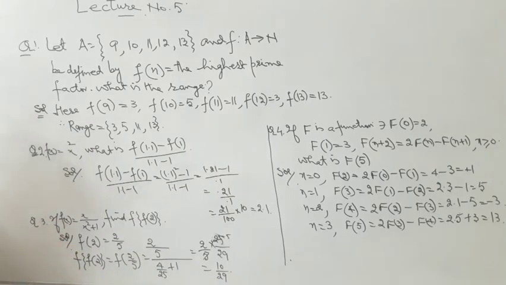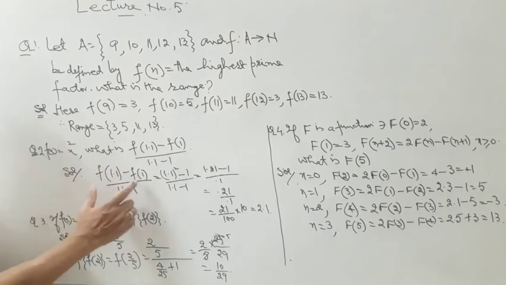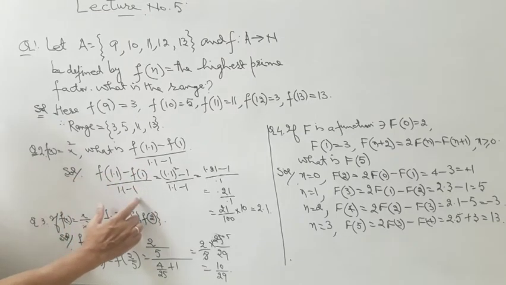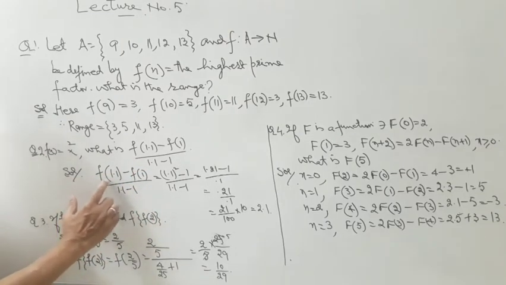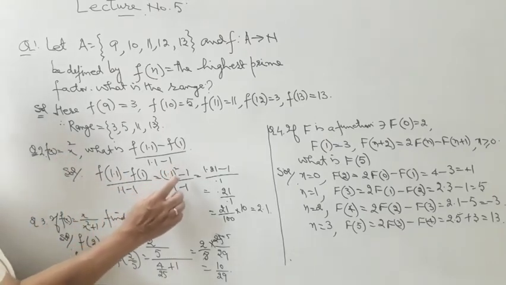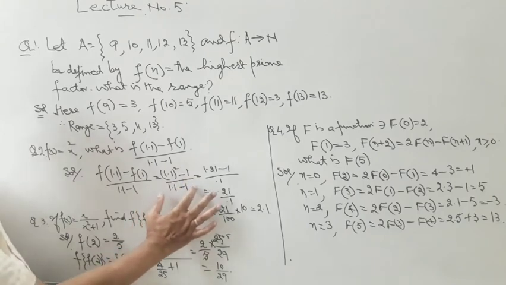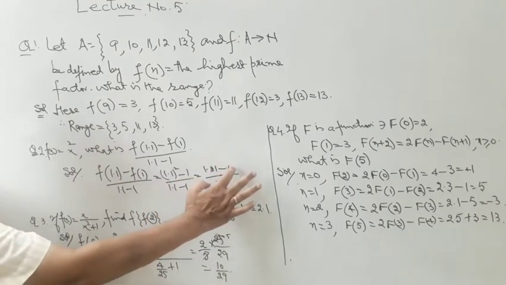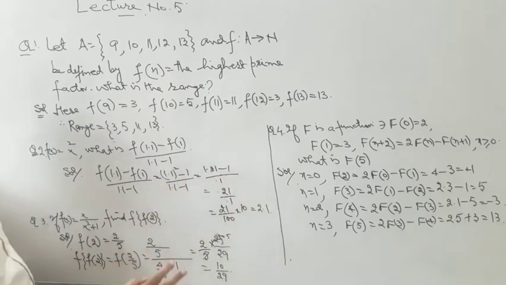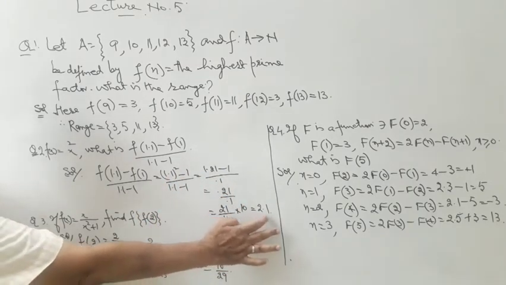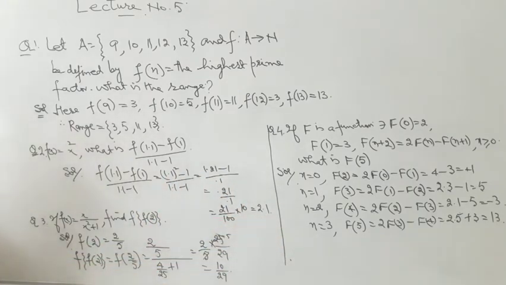Direct application of function. See, f(1.1) minus f(1) upon this. Now I am to evaluate it. Put here x is equal to 1.1, the square minus f(1) which is 1, over 1.1 minus 1. This is 1.21 minus 1 upon 0.1. Simplify this, 2.1 is the answer for this. Again, a very simple case.